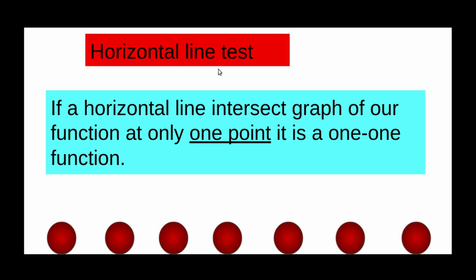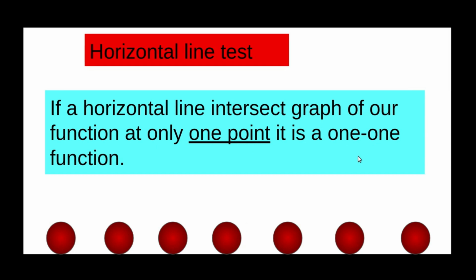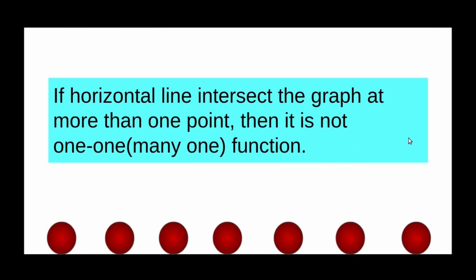Next topic is horizontal line test. We use horizontal line test to check whether the given function is 1-1 function. It is also used to check whether the function is onto. If a horizontal line intersects the graph of our function at only one point, it is a 1-1 function. If the horizontal line intersects the graph at one unique point, then the function is 1-1. If the horizontal line intersects the graph at more than one point, then the function is not 1-1, or it is many-one function.